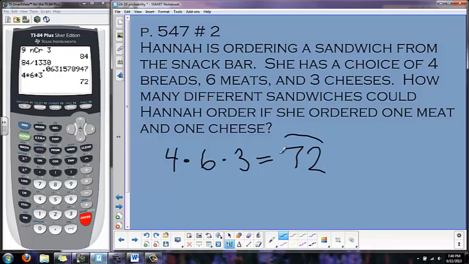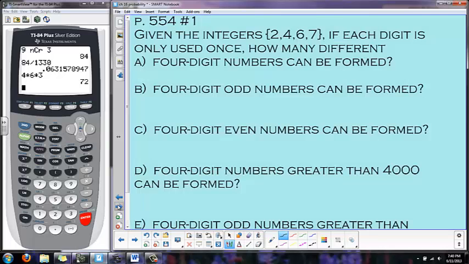72 different options. That was a pretty easy question to do. Page 554, number 1. Okay, these questions are fun. And I hope that you think that they're fun too, but maybe not. But we're going to do one together. This is page 554, number 1.